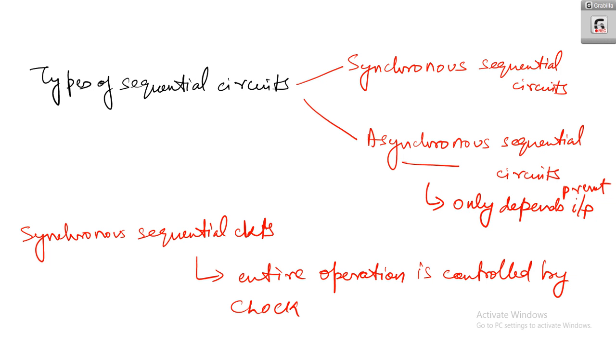The basic difference between synchronous and asynchronous sequential circuits is that synchronous is based on clock, whereas asynchronous is not entirely based on clock, but also depends on the present input. Now, coming to the difference between synchronous and asynchronous sequential circuits, there is a table.